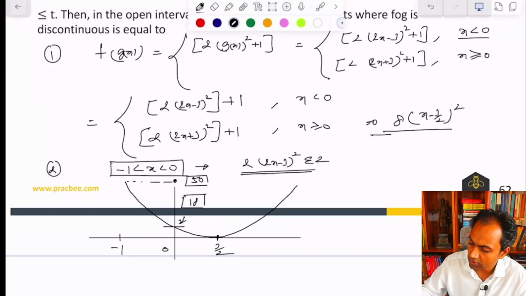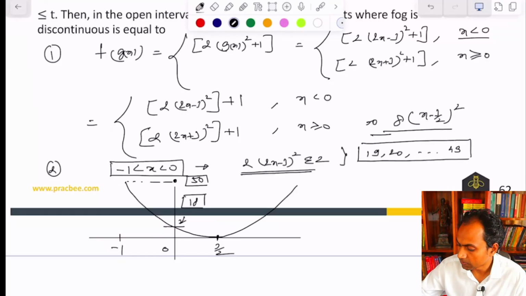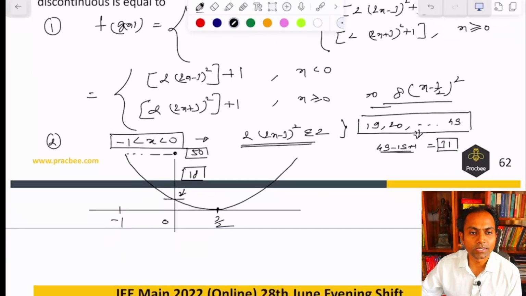Now since -1 and 0 are not included, this function will become integer at values starting from 19, then 20, and it will take values till 49. Whenever it takes these integral values, it will become discontinuous. If you count these values, they are nothing but 49 minus 19 plus 1. This is how you count it. So this comes out to be 31. This is one side of analysis.